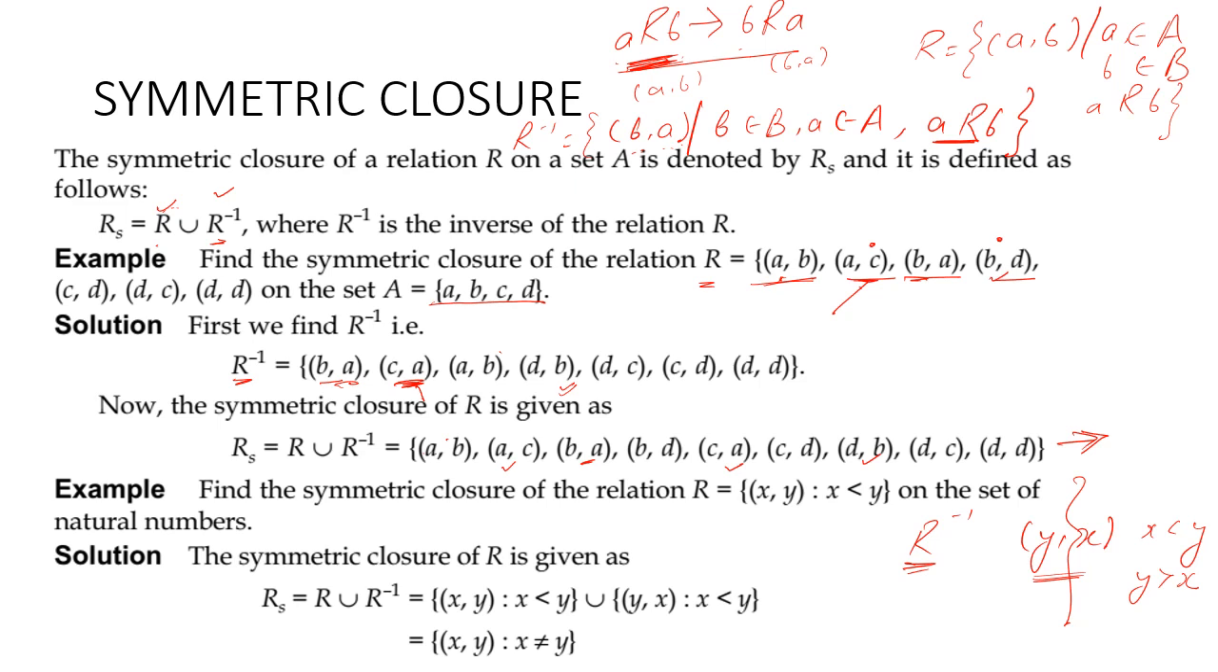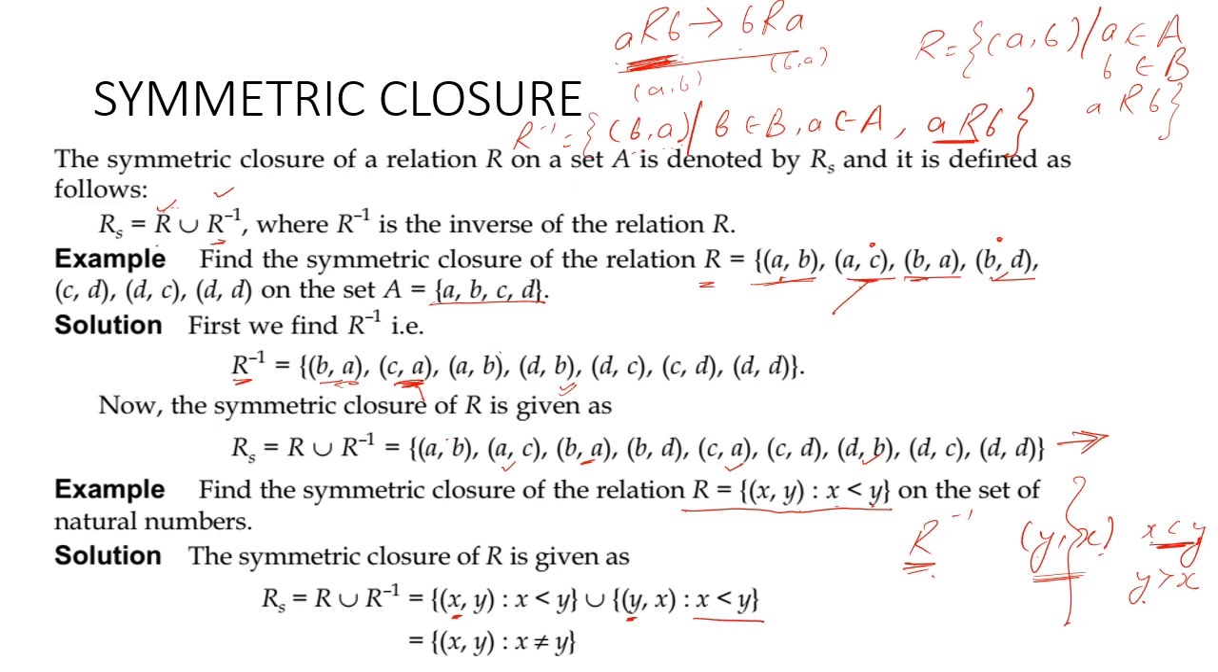Let's see again. The original relation says x is related to y if x is less than y. The R inverse will be y is related to x if x is less than y, right? So y is greater than x. So if I take the pairs, these are the pairs where the first element is smaller, and these are the pairs where the first element is larger.